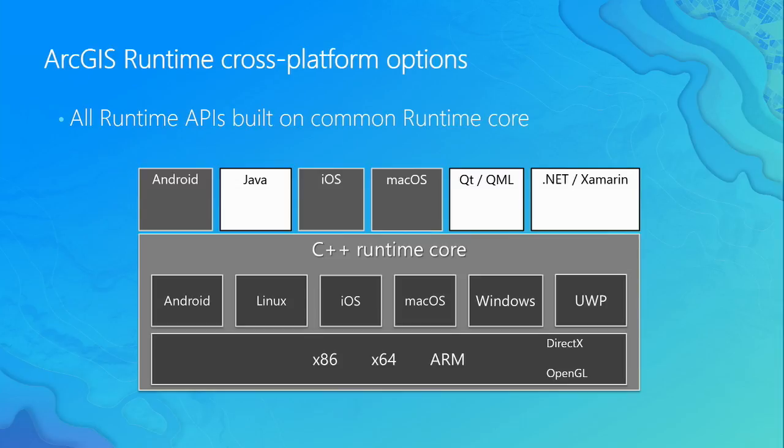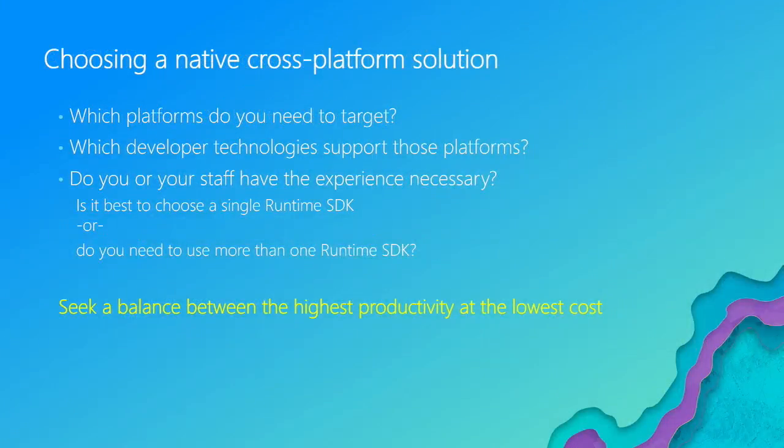It's key to keep in mind that although we have multiple products, all of those products are built on the same common core, same common set of functionality. So it's not really a question about getting something extra as far as runtime is concerned. Just a parting slide here, something to think about: knowing that runtime is the same and built on the same common native core, then what you're looking at when choosing a native cross-platform solution is which platforms you need to target. What are your users asking for? And then, once you know the target platforms, which developer technologies support those platforms?